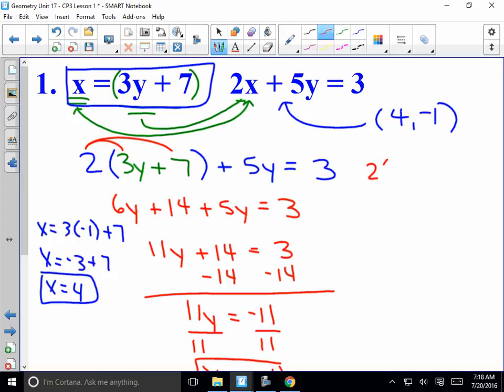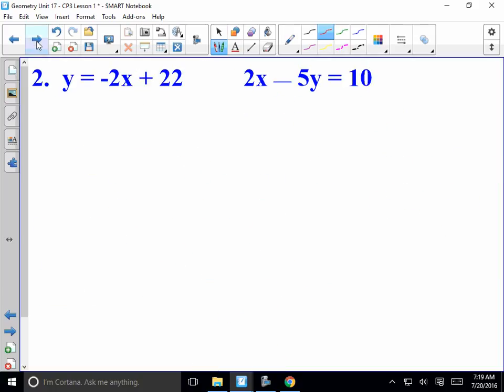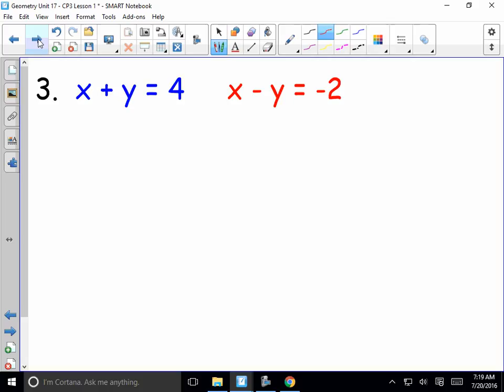it works out right. So 2 times 4 plus 5 times -1, does that equal 3? And if I get a correct answer here, I pretty much know that my answer is the right answer. 8 plus -5, does that equal 3? Yes, it does. 8 minus 5 is 3. So let's look at one more example here.